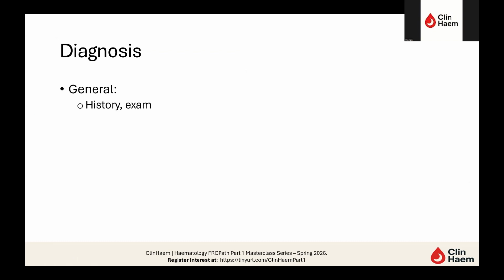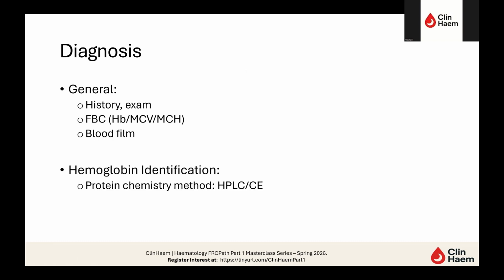To diagnose, you do a history and exam: ethnicity, physical exam, and a family history of previous anemias and things. You check their FBC, the most important parameters being hemoglobin, MCH, and MCV, as I discussed. Blood film is important. You will have hypochromic microcytic anemia and lots of poikilocytes, including target cells and things like that. And electrophoresis, hemoglobin identification can be done by protein chemistry methods like HPLC or CE, or molecular methods like PCR and gene sequencing. There are other methods, but these are the two commonly tested in exams.